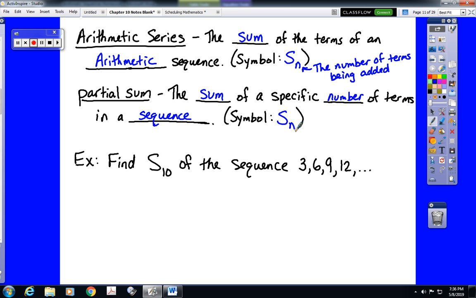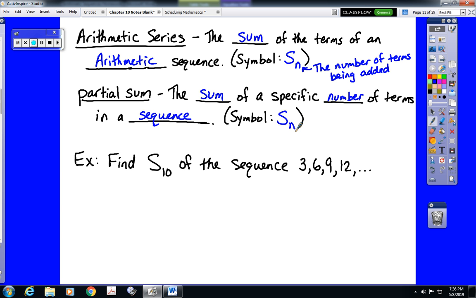Okay, again, that symbol S sub n really stands for partial sum, not arithmetic series. We're going to use the exact same symbol when we get to geometric, and we're talking about geometric series. That is the sum of a specific number of terms in a sequence.